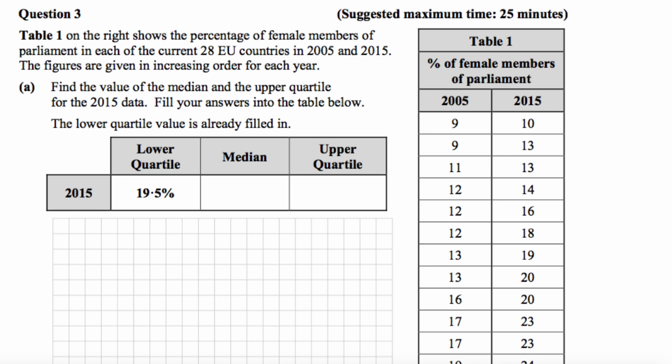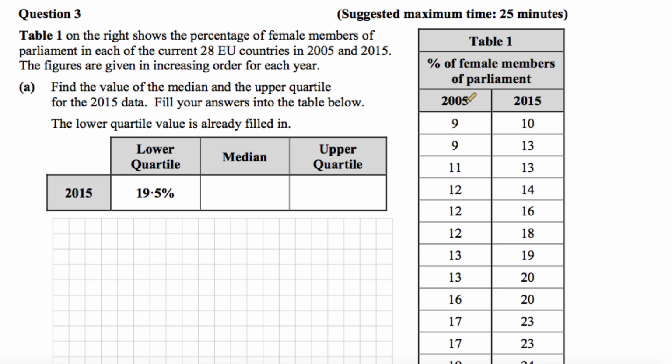So this is the 2016 Junior Cert Higher Level Paper 2 and we're looking at question number 3. Table 1 on the right shows the percentage of female members of Parliament in each of the current 28 EU countries in 2005 and 2015. The figures are given in increasing order for each year.